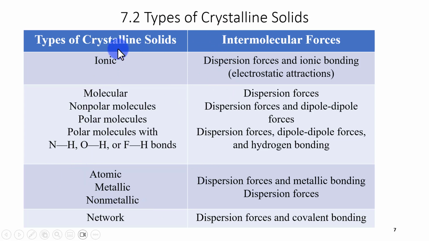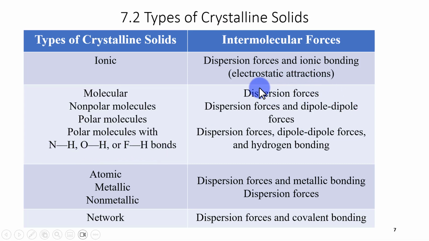Here is a table that illustrates the types of crystalline solids and their corresponding intermolecular forces. So you can look at, okay, I have ionic. In ionic solids, we have dispersion forces and ionic bonding, so electrostatic attractions. When we have molecular solids, they can be nonpolar molecules, polar molecules, or polar molecules with hydrogen bonding because they have that NH or FH bonds.